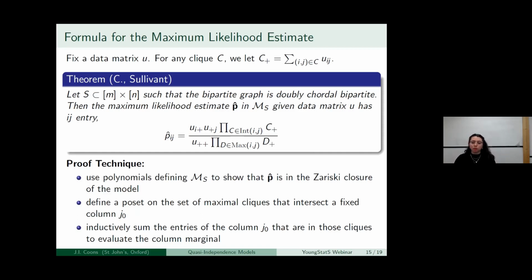And then to prove that the row and column marginals match, we define a poset on the set of maximal cliques that intersect a fixed column. And then we inductively sum the entries of that column to compute the column marginal. Once you get to the top of the poset, you've shown that the sum of these entries evaluates to the correct column marginal.